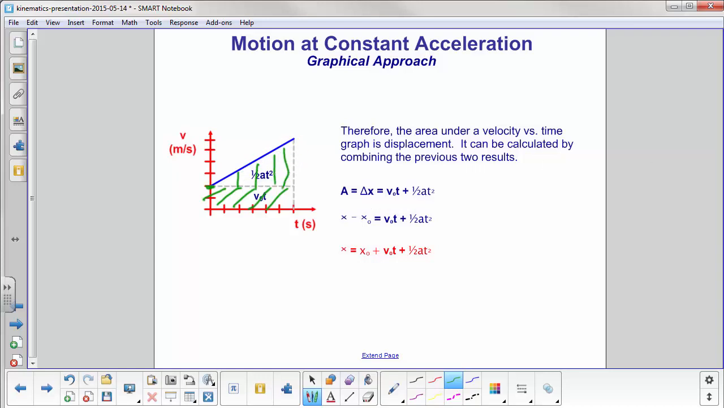So if we add these two contributions that we came up with on the previous two slides, we get the area under the curve is the displacement of the object, and it's equal to v0t, that's from the rectangle, plus 1/2 at squared, that's from the triangle. So we break delta x into x minus x0, and that's still equal to v0t plus 1/2 at squared. We add x0 to both sides, and right over here, again, we have the second kinematics equation, this time derived through a graphical approach.